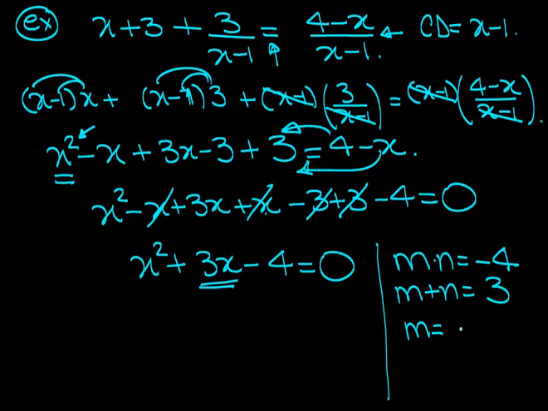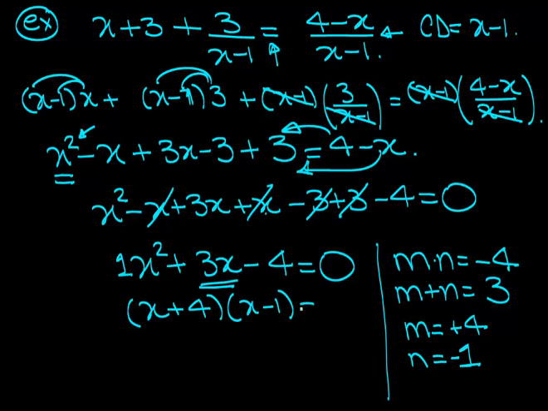My two numbers are what? Negative 4 and 1? Negative 4 times 1 is negative 4. Positive 4 and negative 1: positive 4 times negative 1 is negative 4, and positive 4 minus 1 is 3. And since the leading coefficient is 1, I get x plus 4 and x minus 1 is 0.